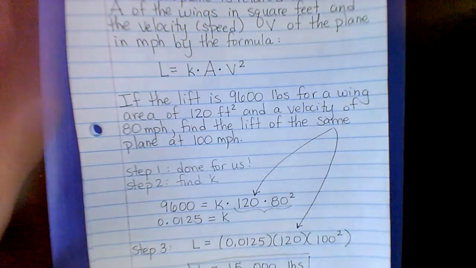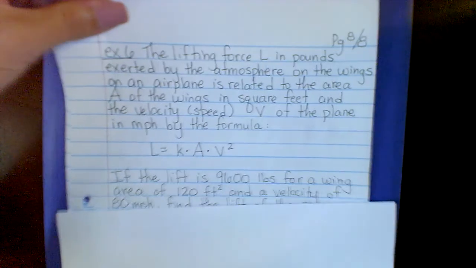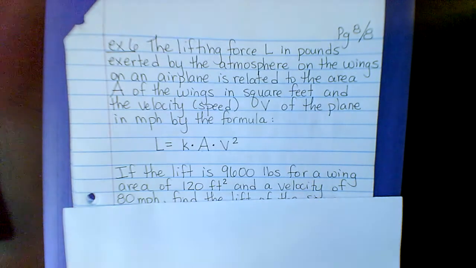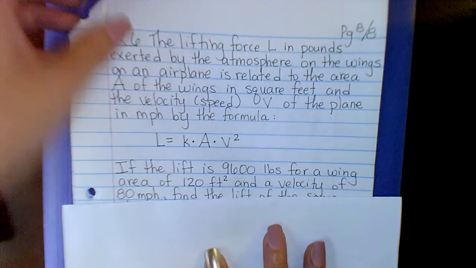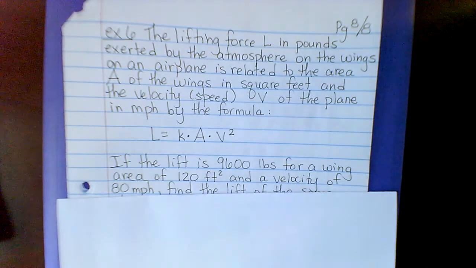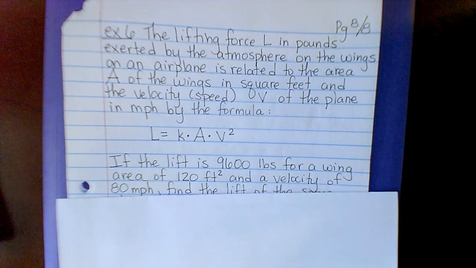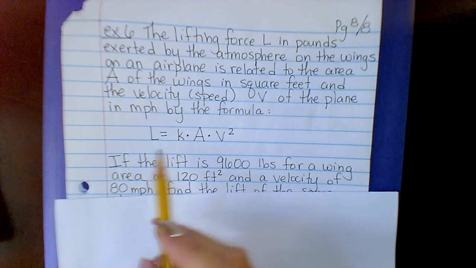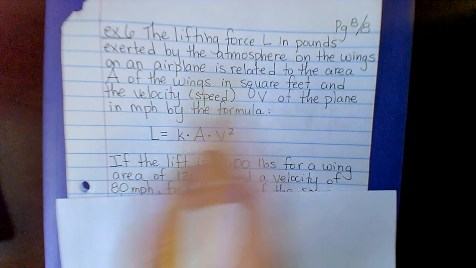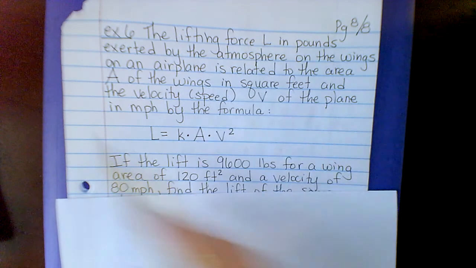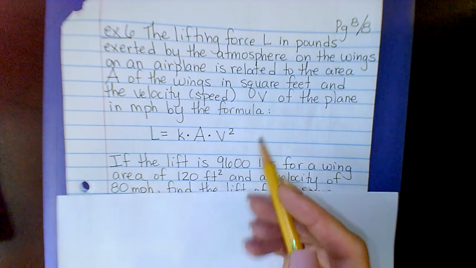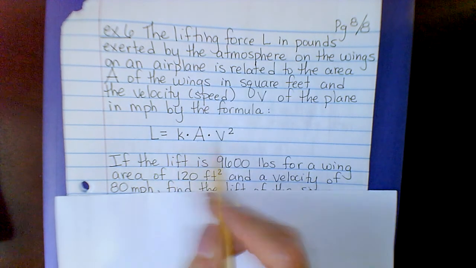Okay, last up. Oh my goodness, that didn't flip gracefully at all. Oh well. The last one is a hot mess here. It looks like a hot mess, but it's not as bad as it looks. A lot of words though. The lifting force L in pounds exerted by the atmosphere on the wings of an airplane is related to the area and the velocity, and it gives us this formula. So here's what all this tells us so far. Here's our step 1 done.